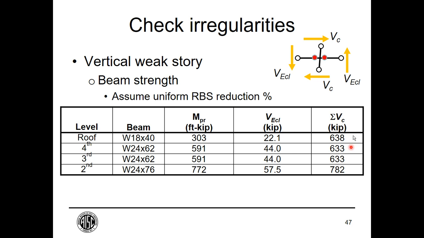So adding them up, here's our story shear strength, just slightly higher at the roof, but then it goes down slightly and then goes up again at the second floor. So this is just because we can't have that weak of a beam at the roof. Okay, so we do not have the weak story irregularity.